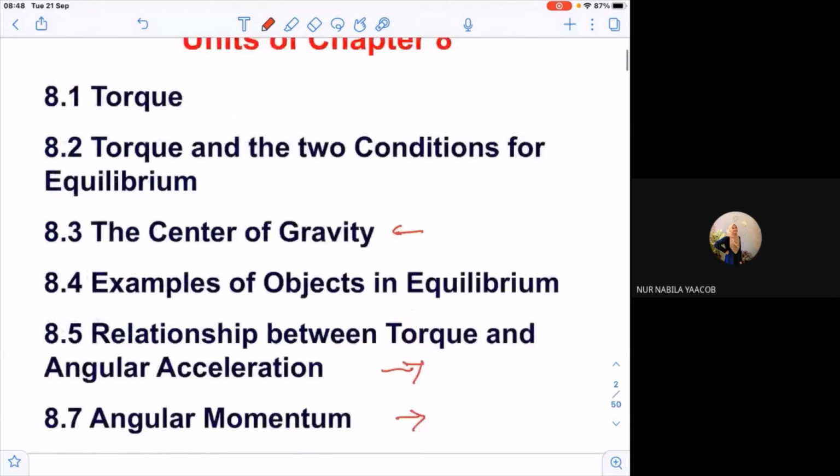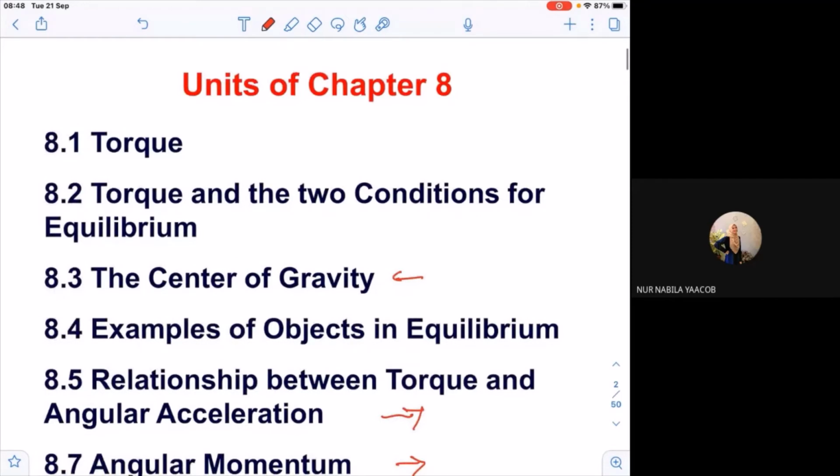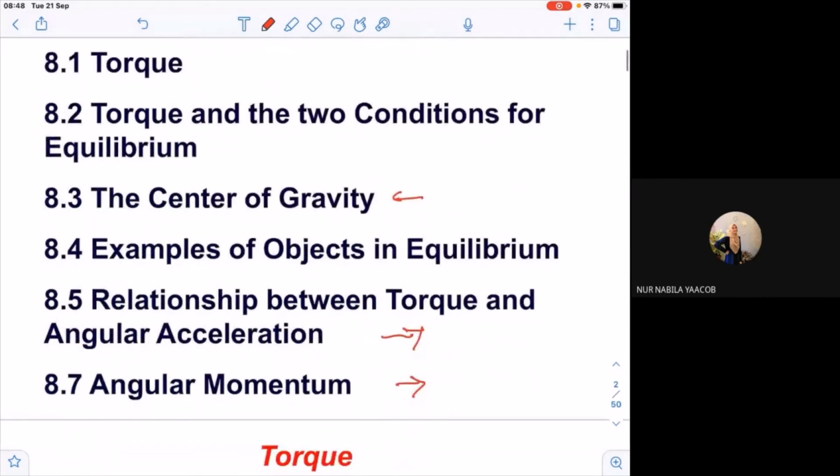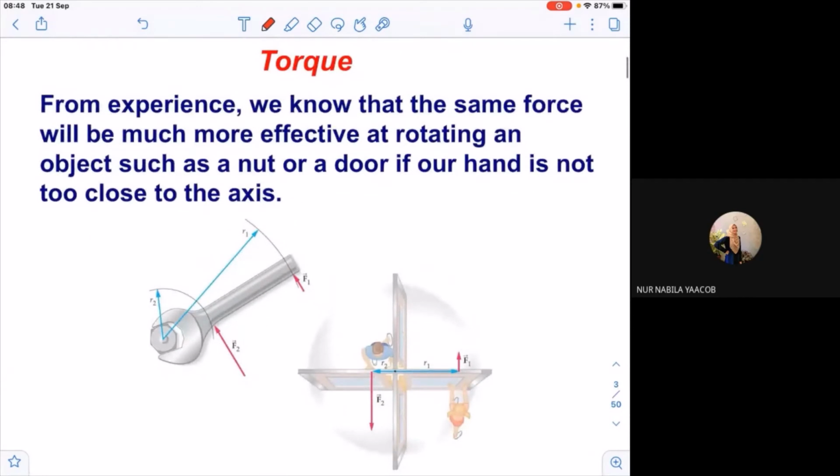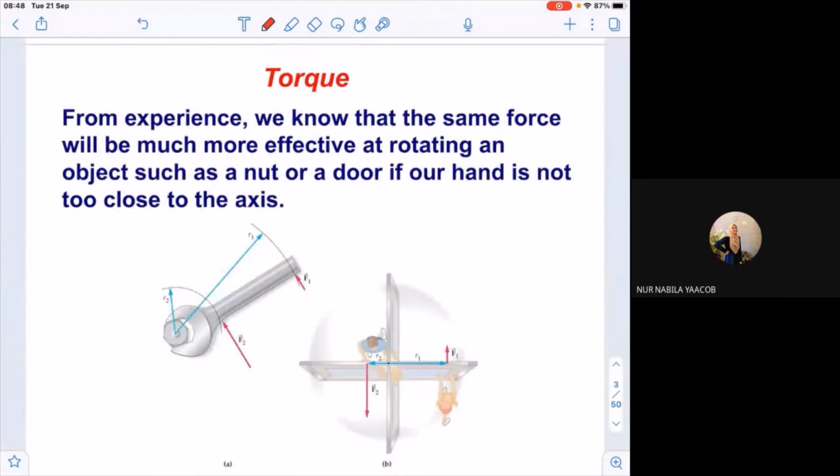So let's look at what is torque. If you look carefully, before this we learned about rotational motion, rotational kinematics, or motion in a circle, motion pergerakan di dalam bulatan. But that is based on motion.